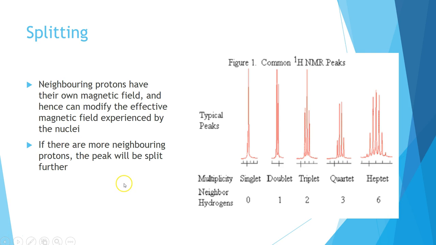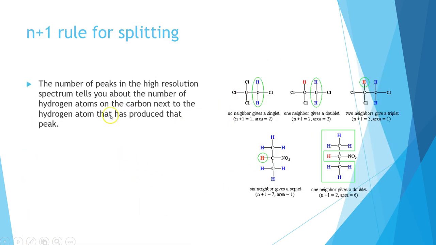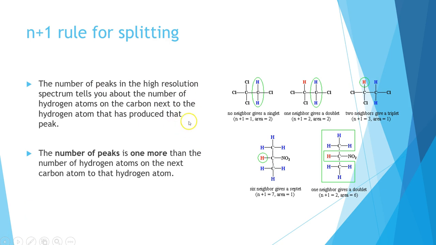But what this is saying is that neighboring protons have their own magnetic field and can modify the effective magnetic field experienced by the nuclei. So remember, these are all little bar magnets, and what's happening is that the neighboring protons are interfering with the signal given by the one we're looking at. Okay, so the more neighboring protons there are, the more the peak is split into more peaks. Okay, so let's have a look at these hydrogens and what we mean. So the number of peaks tells us about the number of environments, just like it did with low resolution. Okay, but when those peaks are split.